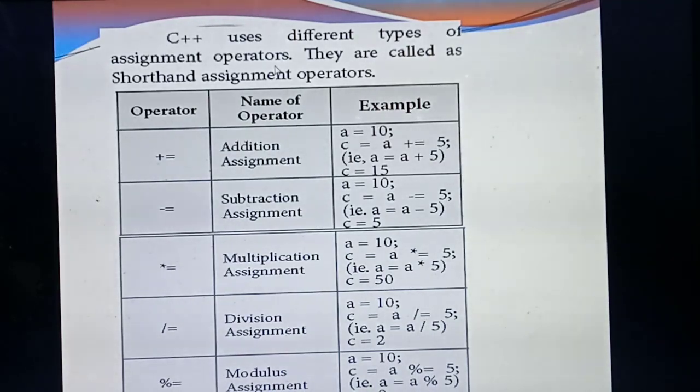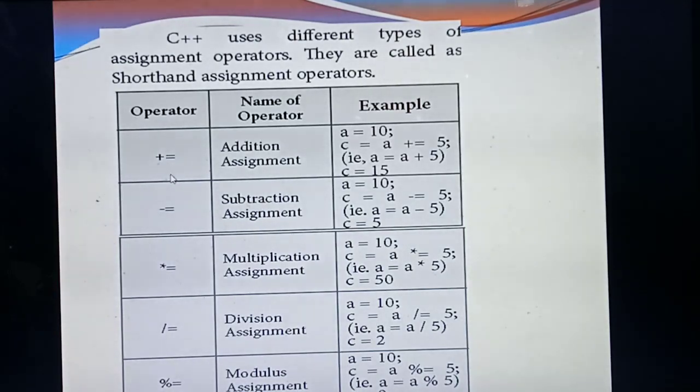Understand? All these symbols are used under assignment operators. Plus equal to. You have already studied arithmetic operators, isn't it? Whatever symbols you use there, along with the symbol you should put equal to. That's the difference between arithmetic operator and assignment operator. The same symbols are used here along with equal to. Understand? So listen.